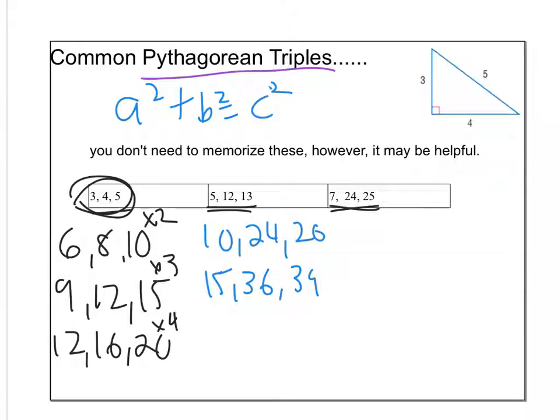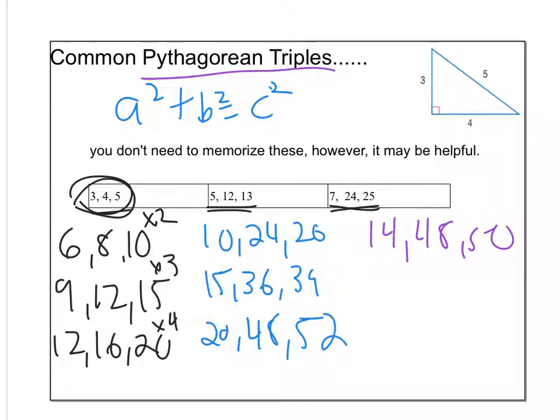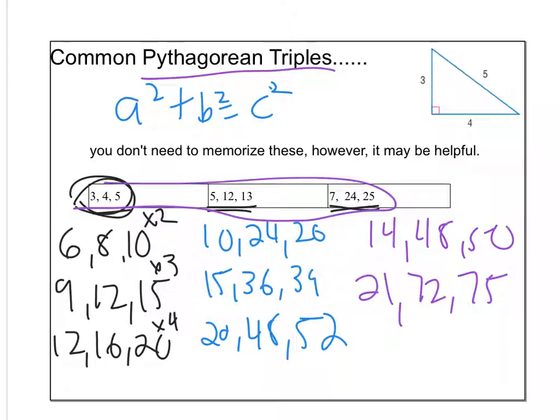So if I keep going, 5 times 4 is 20, 12 times 4 is 48, 13 times 4 is going to be 52. All these are common Pythagorean triples. Now, you don't have to memorize them, but if you get enough practice with it, you can start to recognize it when it shows up. So you go 14, 48, 50. You go 21, 72, 75. All right, this is getting a little ridiculous. But just the big idea, these are the common three, and then all their multiples also work.